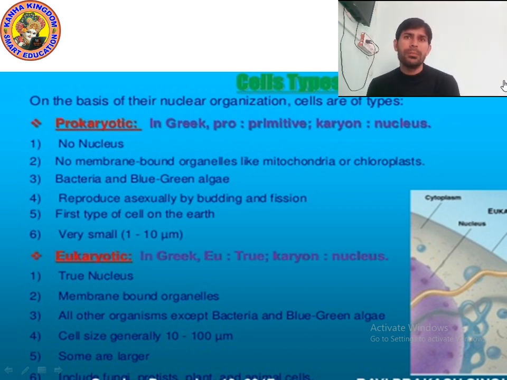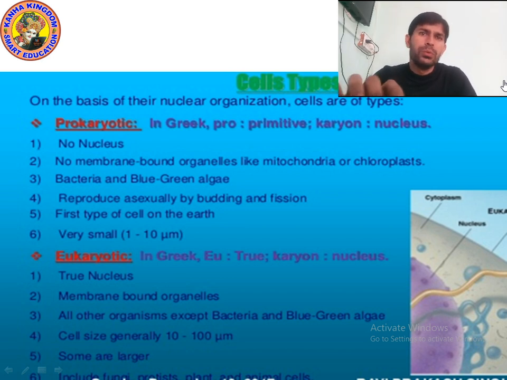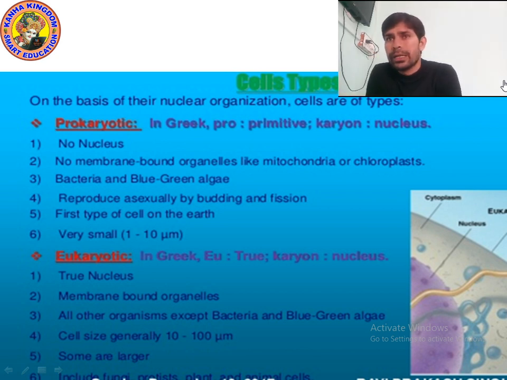And if we talk about eukaryotic, eukaryotic. U means true. Karyon means nucleus. So they are true cell, because in prokaryotic nucleus is absent, but in eukaryotic nucleus is present.